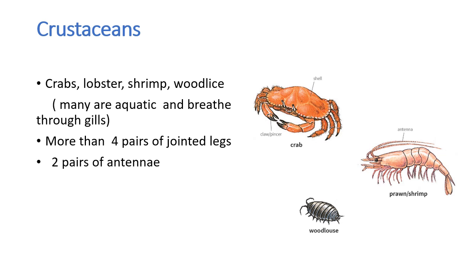Crustaceans are the third group of arthropods. Crabs, lobster, shrimp, wood lice, they all belong to crustaceans. And most of them are aquatic and they breathe through gills. Their characteristic feature is having more than four pairs of jointed legs and two pairs of antennae.